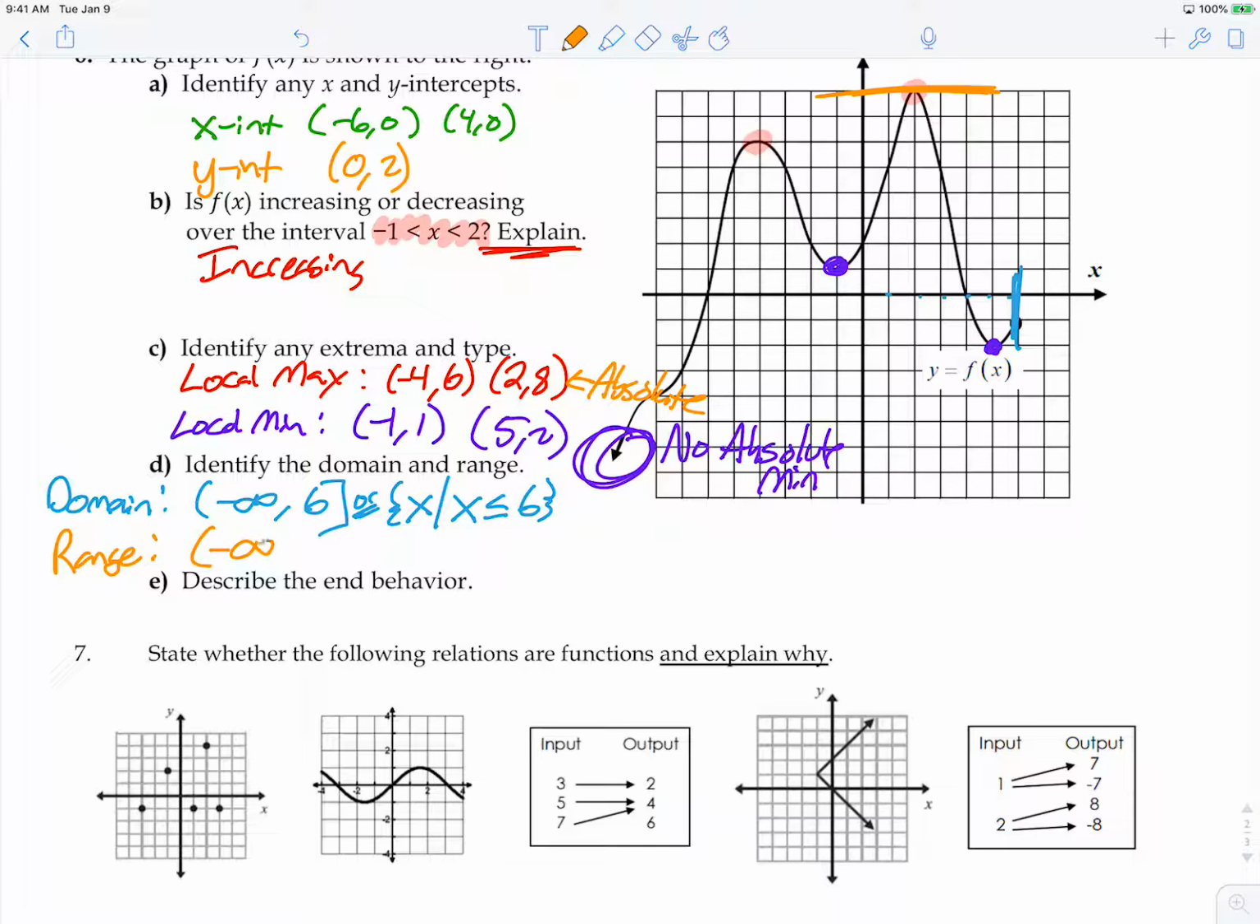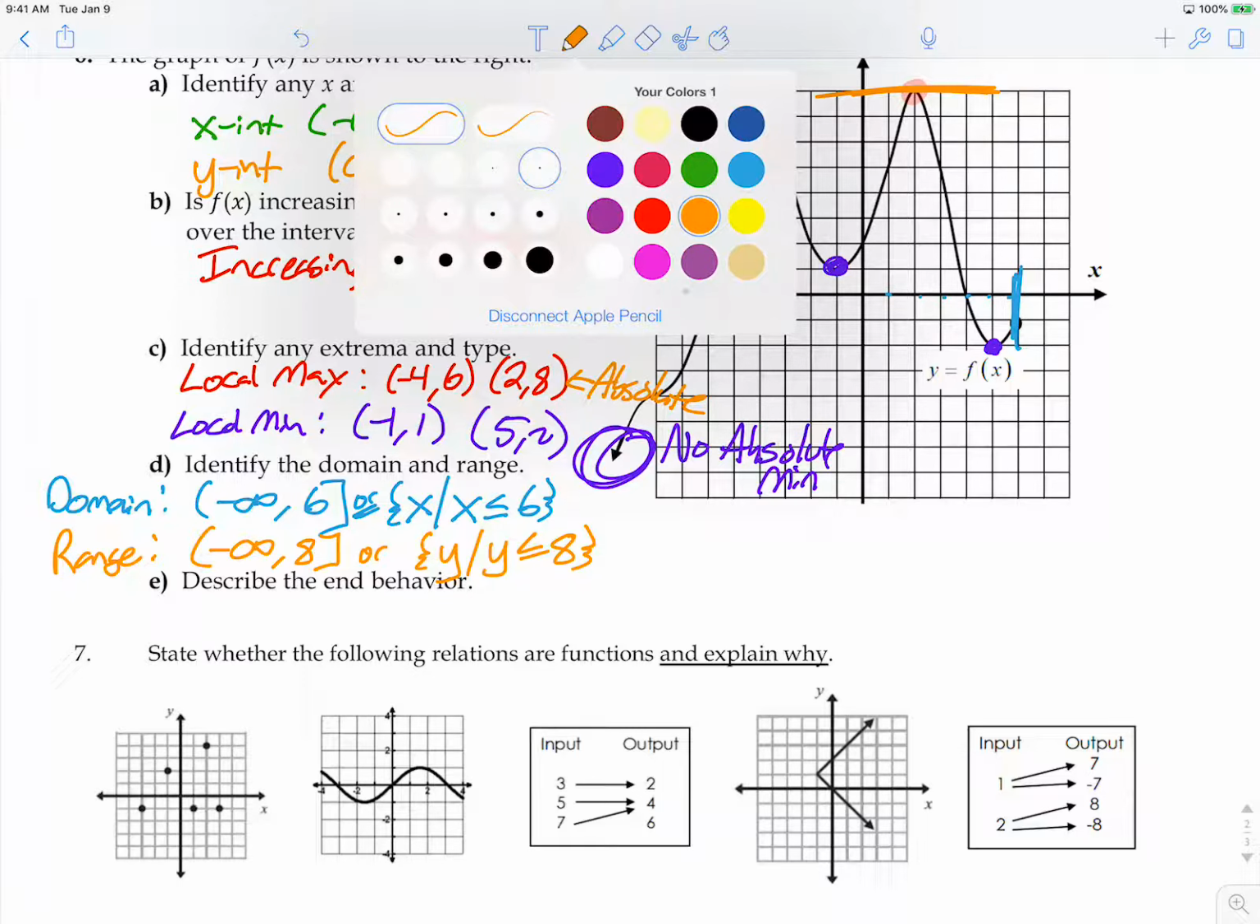For the range is how far down and how far up it goes. It goes from negative infinity to as high as 8. That's using the interval. 8 is included, it's that top part. Or if you were to write it with set notation using an inequality, it's the set of y's such that y is less than or equal to 8. Again, I would take either.